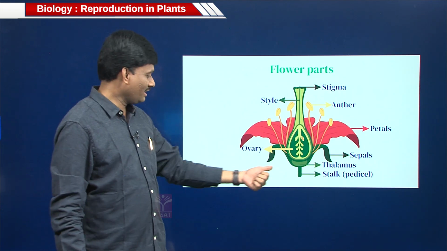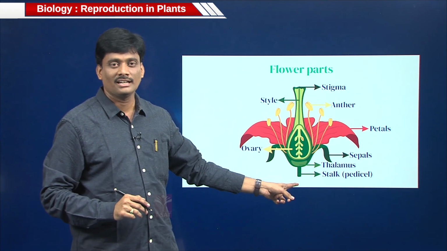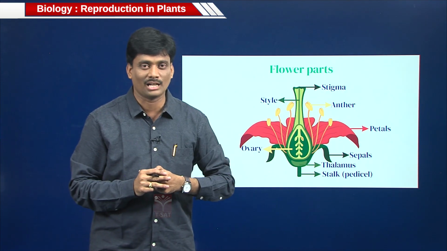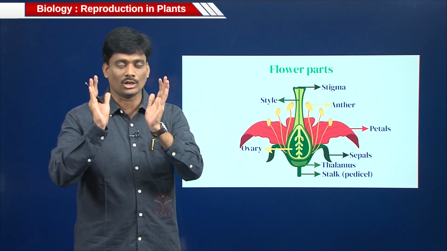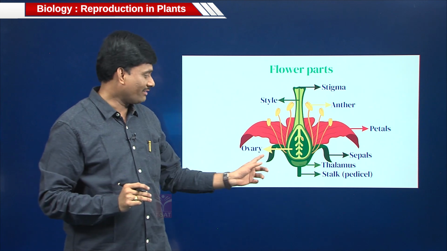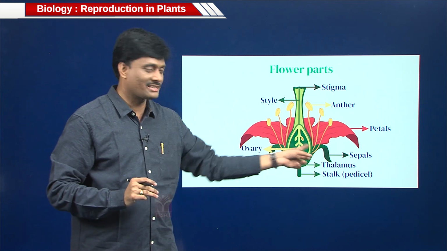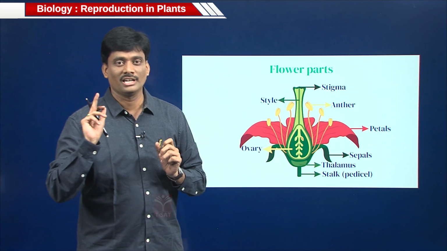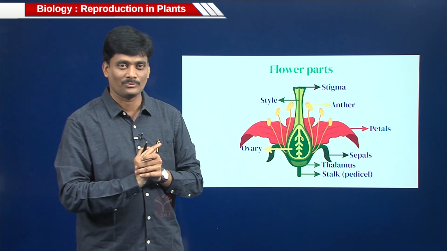And here you can see this is the first part, that is the stalk, and upon this stalk you can observe the swollen part, called the thalamus, and within the thalamus, the ovary is present. And after that you can see the green leaf-like structures, they are called sepals. Collection of sepals is called the calyx.